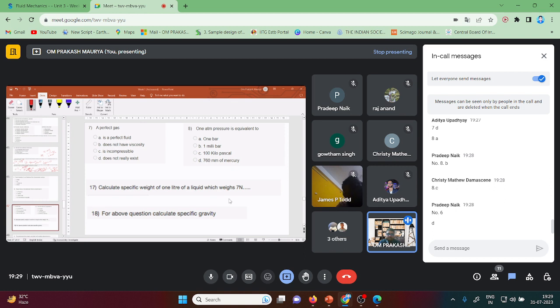For question number 17, that is the numerical question. You solve within 2-3 minutes. Question number 17: you calculate the specific weight of 1 liter of liquid which weighs 7 Newton. Here the weight of the liquid is given, 7 Newton, and the volume of the liquid is given, 1 liter. So you need to calculate the specific weight for this liquid.